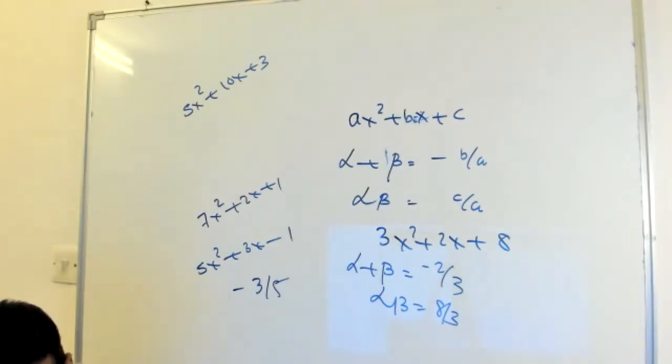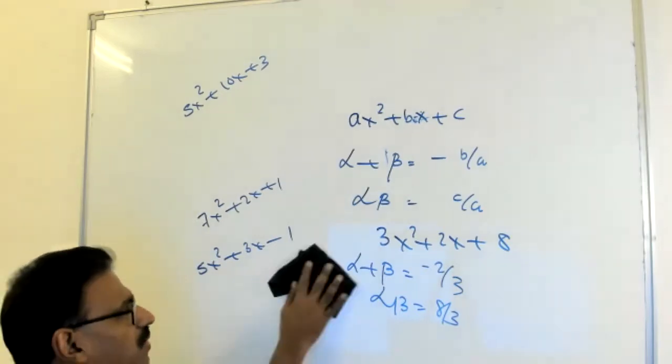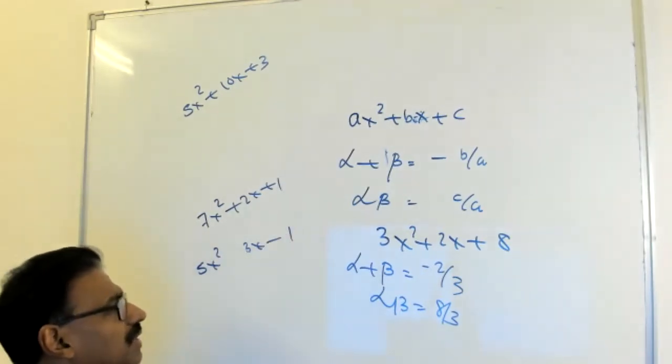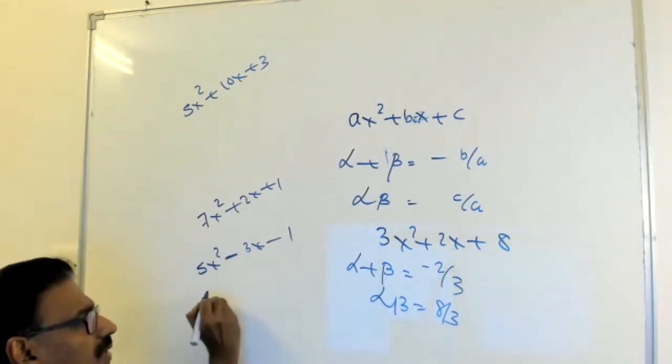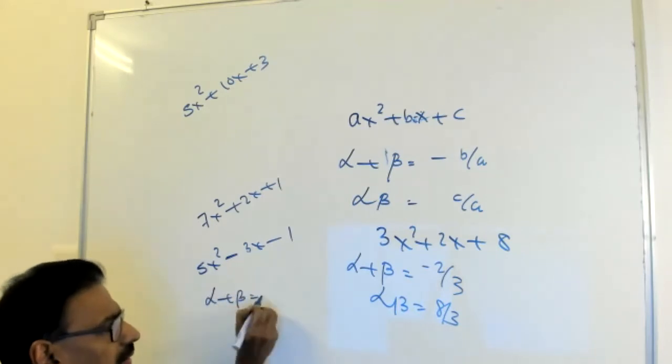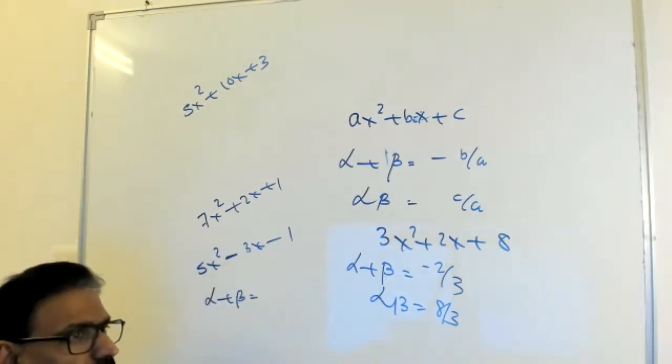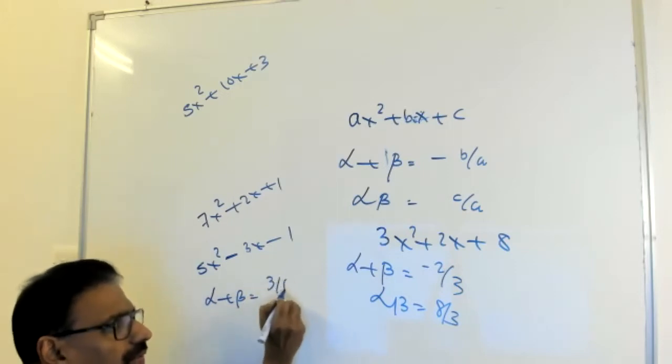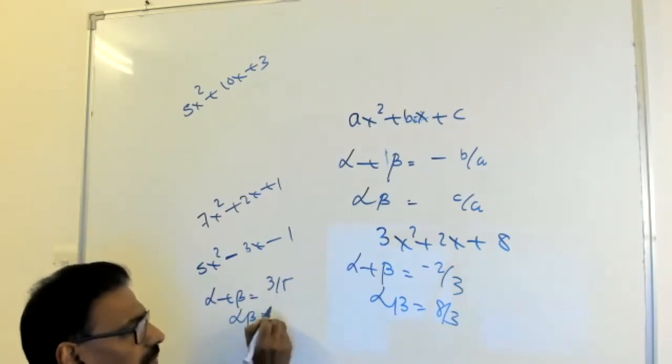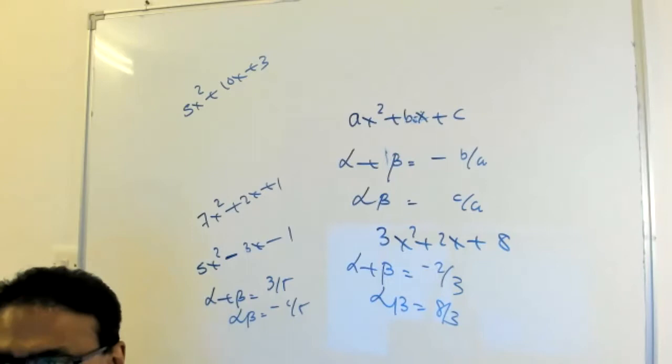Suppose if it is like this, with a minus, then for alpha plus beta, the sign is negative here. Minus of minus, that is 3 by 5. Alpha beta is minus 1 by 5, like that.